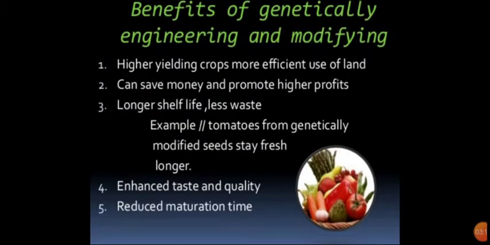So, the benefits of genetic engineering and modifying. Genetic engineering and modifying has various benefits. Some of them are listed below. They provide higher yielding crops and more efficient use of land. They can save money and promote higher profits. They provide longer shelf life. For example, tomatoes from genetically modified seeds stay fresh longer than the natural tomato. They enhance taste and quality, and genetically modified crops also reduce maturation time compared to natural crops.